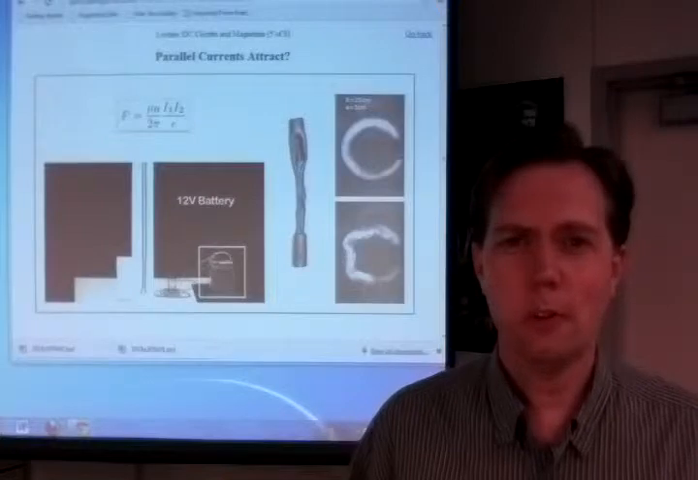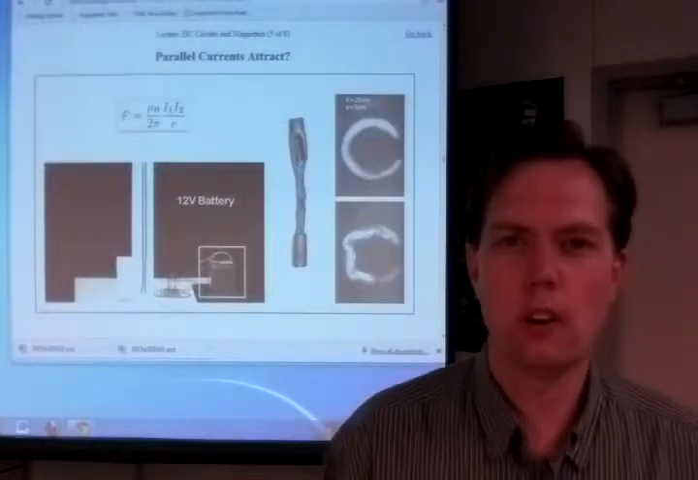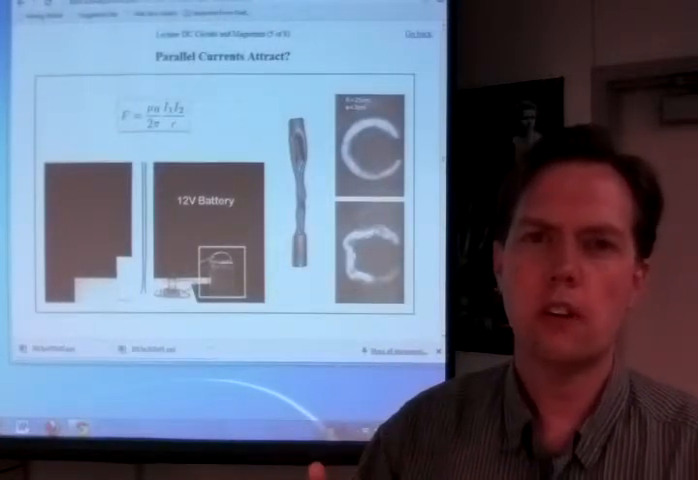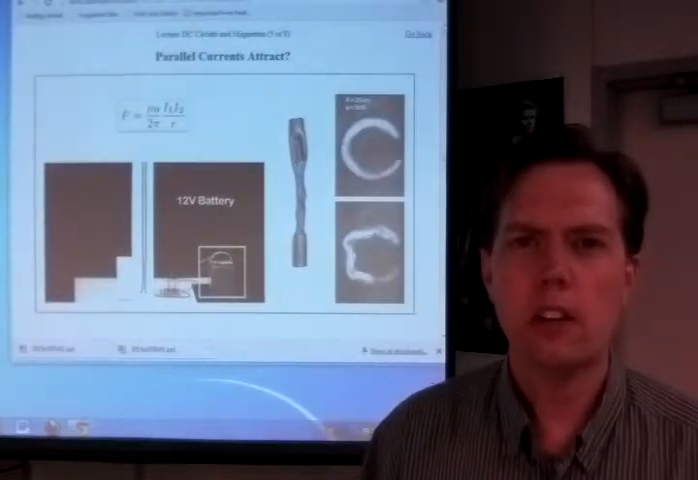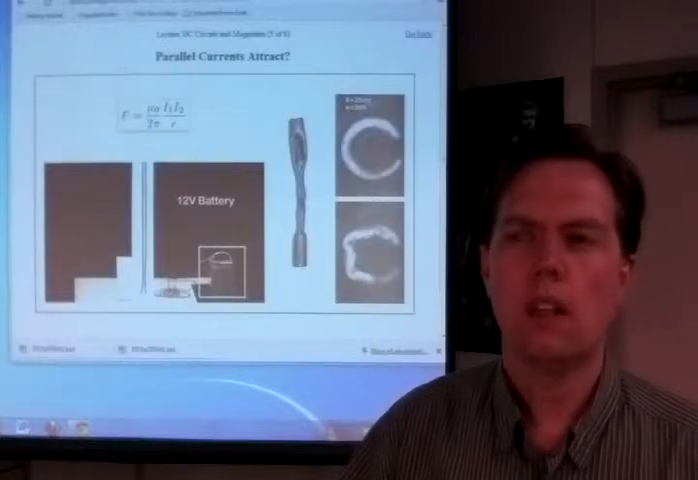those two lines of current will attract one another. Now, this really shouldn't be. There's no reason for it. Because even though we have the motion of electrons, that wire is electrically neutral. For every electron, there's a corresponding proton.